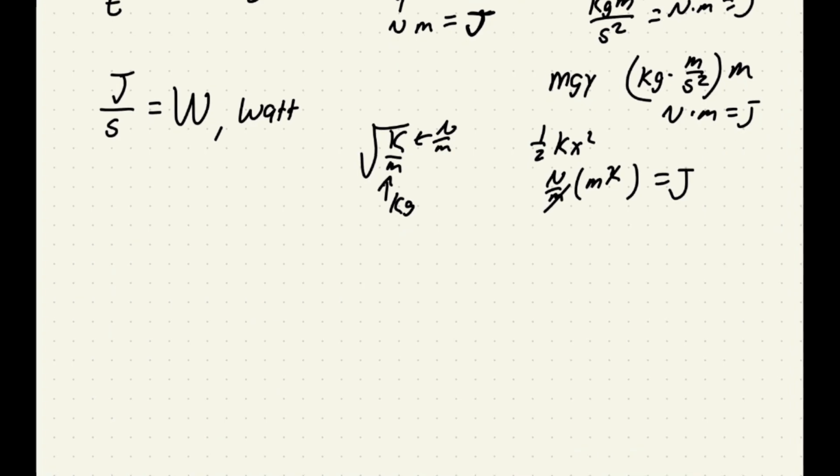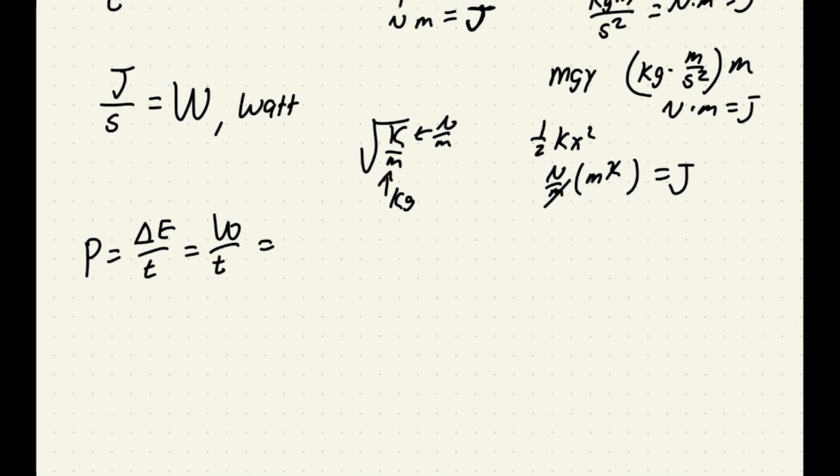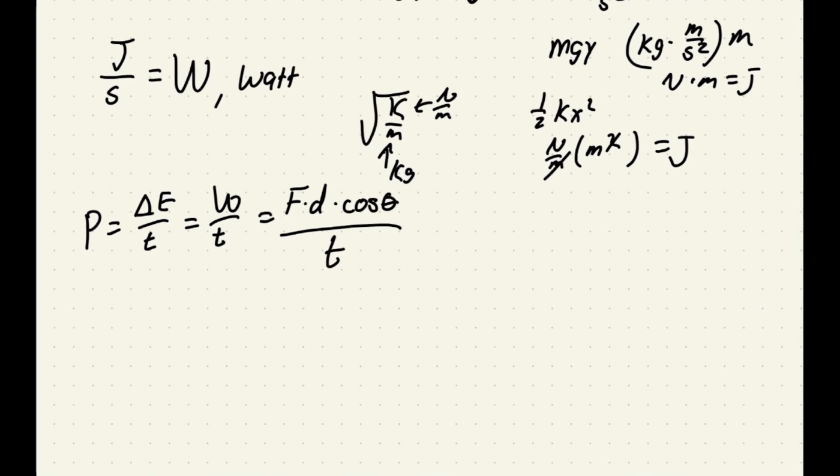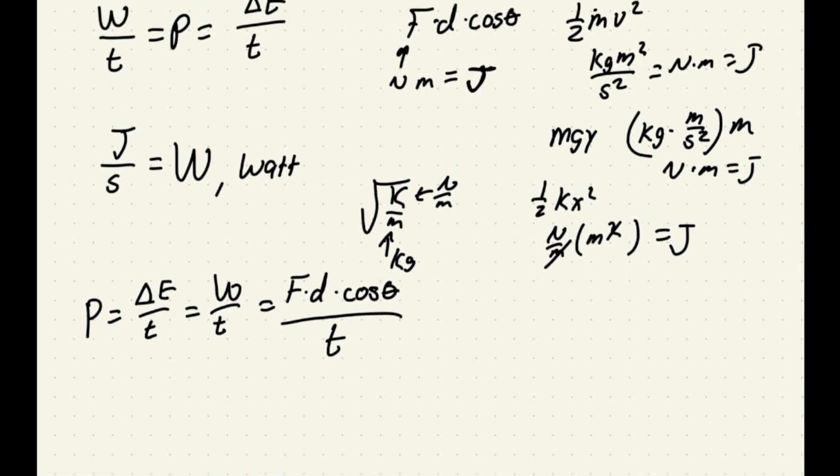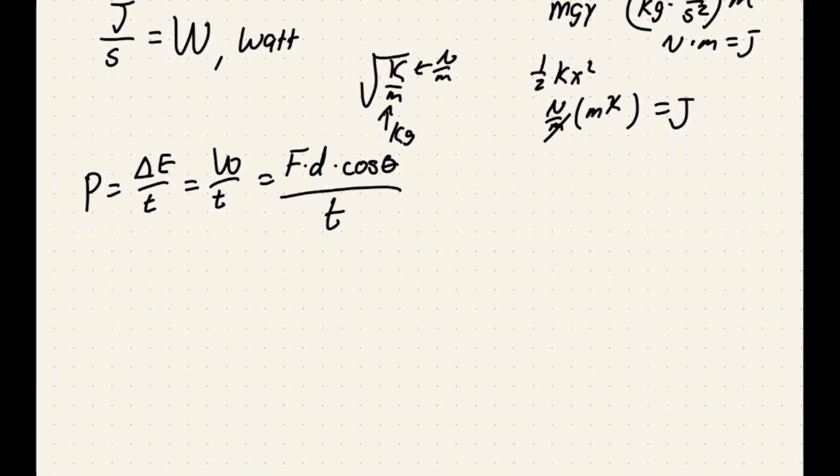Anyway, if we take our power equation, which says power is equal to delta E over t, or maybe let's call it W over t. I know my equation for work. That is F times d times cosine theta over t. Then I'm going to move some stuff around. I'm going to call it F cosine theta times d over t. If you remember from unit 1, distance over time, that's what we called our velocity.